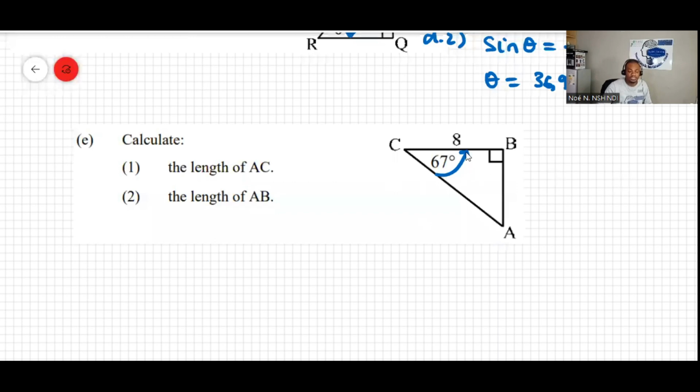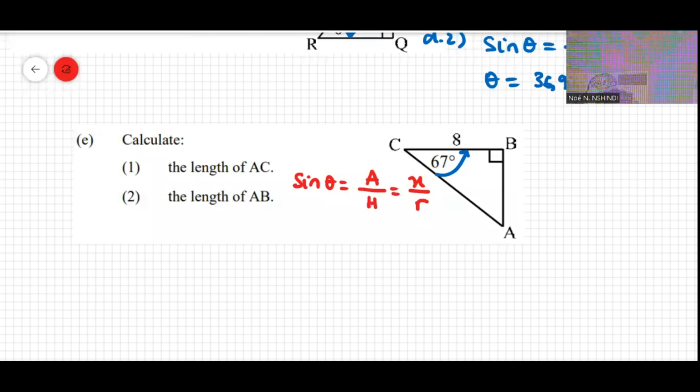This angle is adjacent to BC, which is equal to 8. So because it's adjacent, we're going to use the sine formula. The question says sine of theta. The formula says sine of theta equals adjacent side over hypotenuse, so adjacent over hypotenuse, x over r.